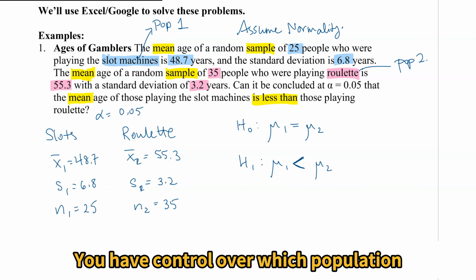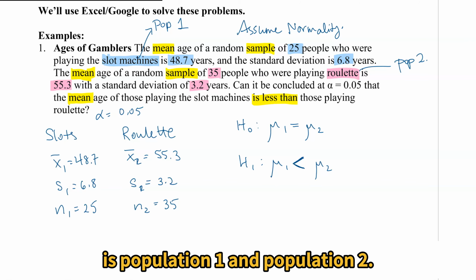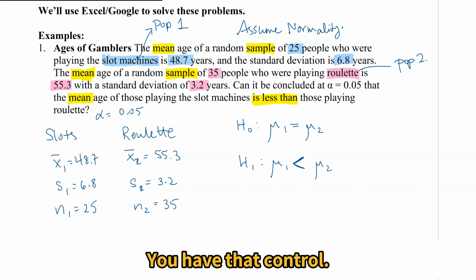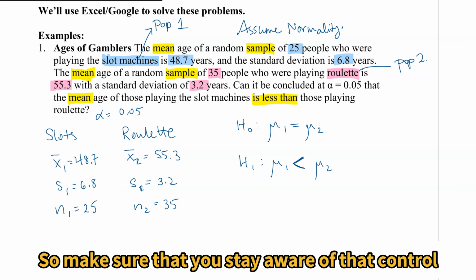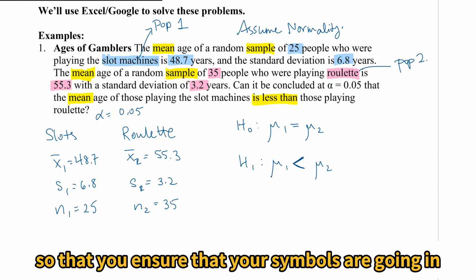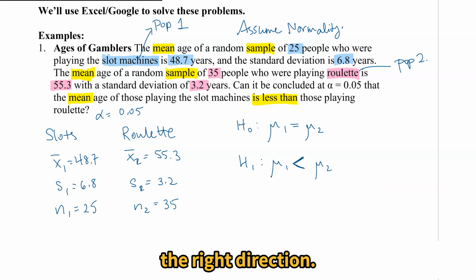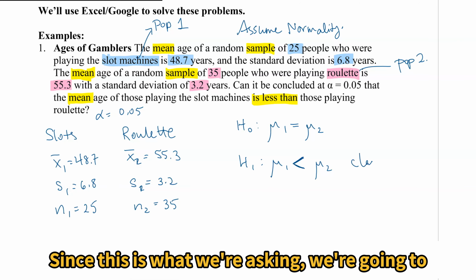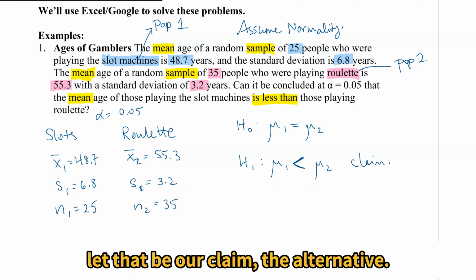So we want mu1 to be less than mu2. You have control over which population is population 1 and population 2. You have that control. So make sure that you stay aware of that control when you go to write your hypotheses so that you ensure that your symbols are going in the right direction. Since this is what we're asking, we're going to let that be our claim, the alternative.